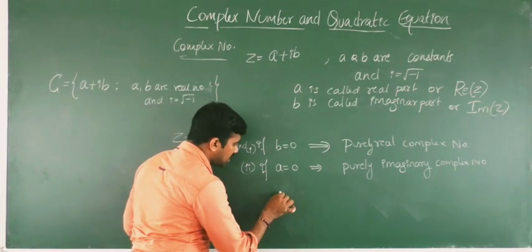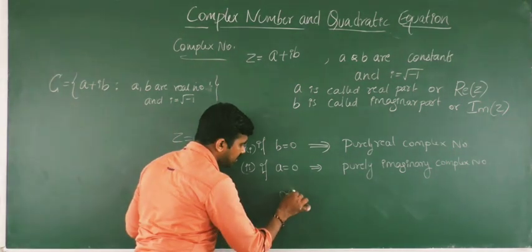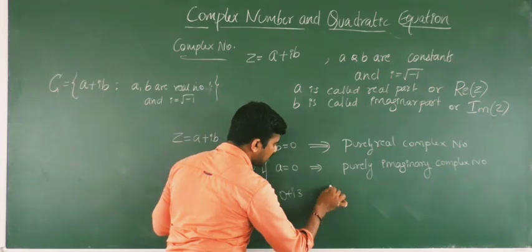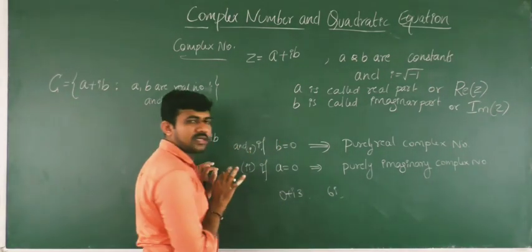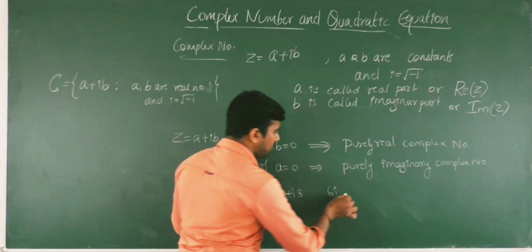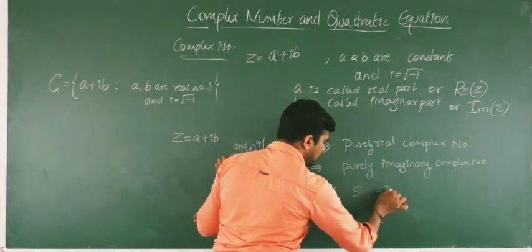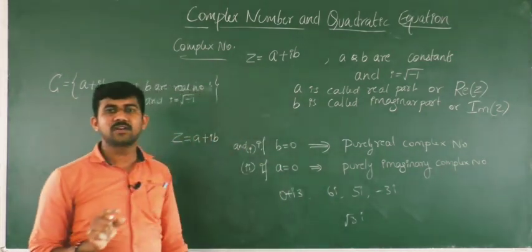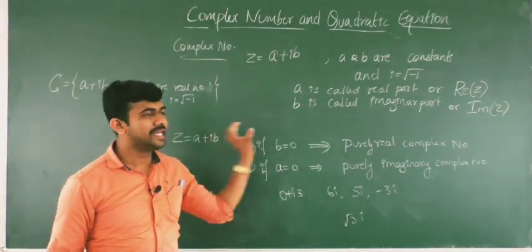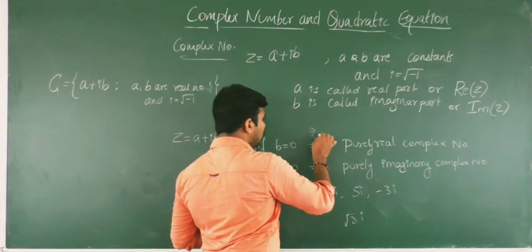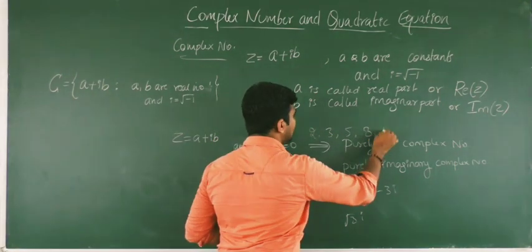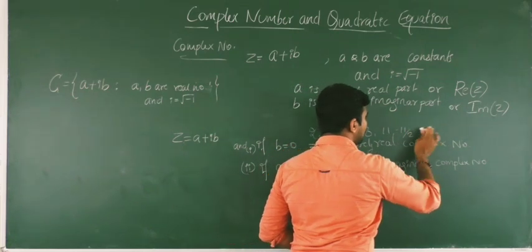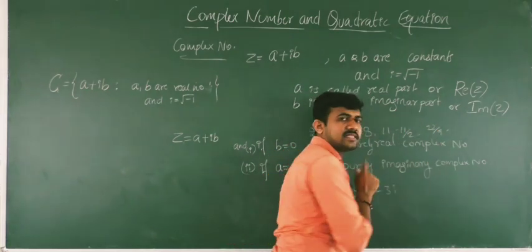You can give several examples. See, 0 + i·3, this is purely imaginary. Or just 6i, it is a purely imaginary complex number. 5i, minus 3i, root 3 i: these are purely imaginary complex numbers. But if we consider any real numbers like 2, 3, 5, 8, 11, minus 1, minus 11 by 2, minus 22 by 7, the value of pi, these are what?